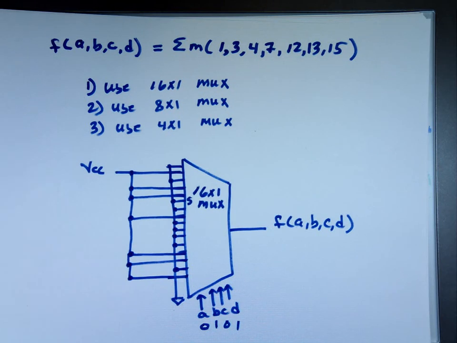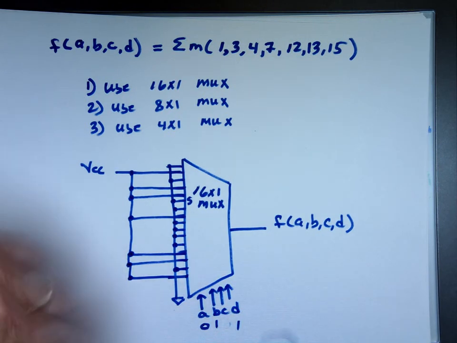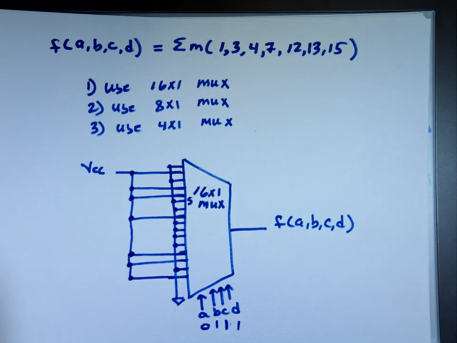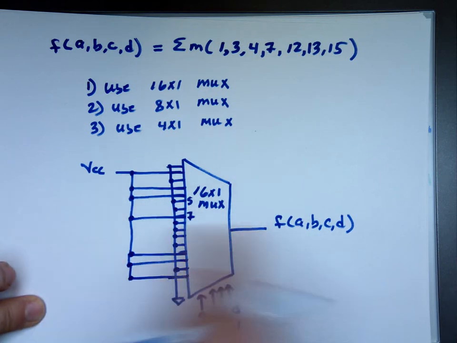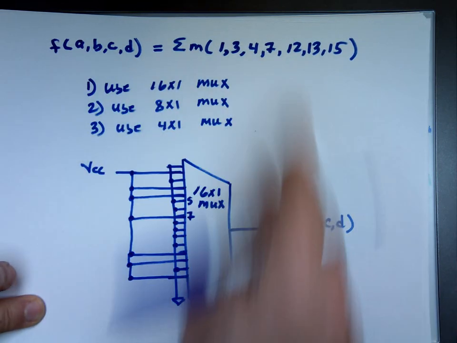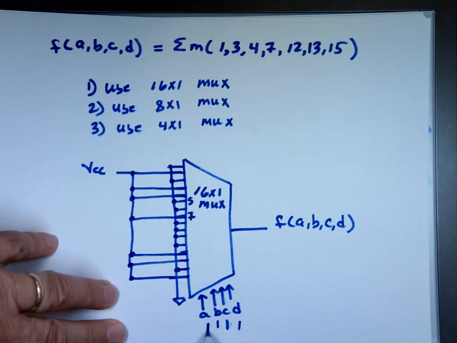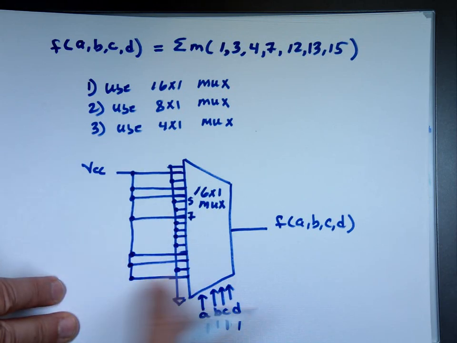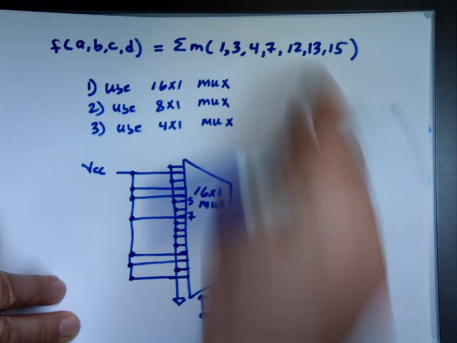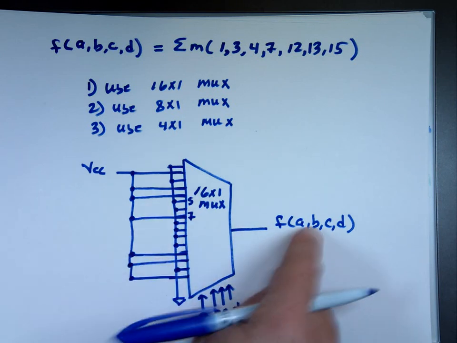When you have 0, 1, 1, 1, what's that equal to? 7. Your output is going to be whatever is attached to pin number 7, which is VCC. It was supposed to be high. It is high. So when my select is 1, 1, 1, 1, that's 15. What's attached to 15? High. Your output is high. So what it does is just choose one of these, which one is going to be actually here.